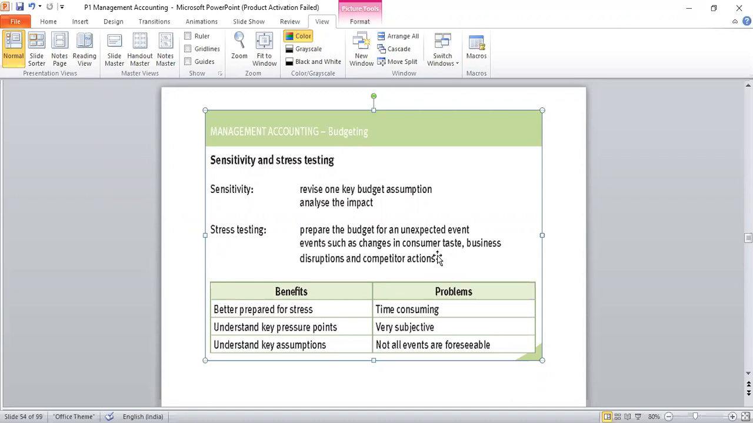What are the problems? The problem with sensitivity analysis and stress testing is that the event has not yet happened, but they are just testing it. So if too much time is spent on testing this, it could be time consuming, and very subjective. It is not that if this thing happens, the output would be that. We cannot define it in a precise manner. How that would have an impact in reality is a different thing. So it's very subjective.